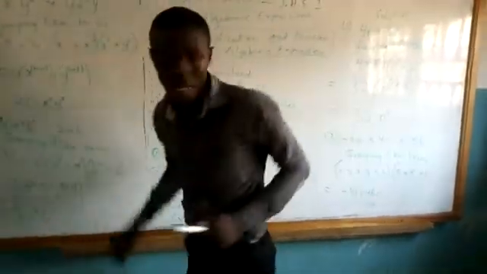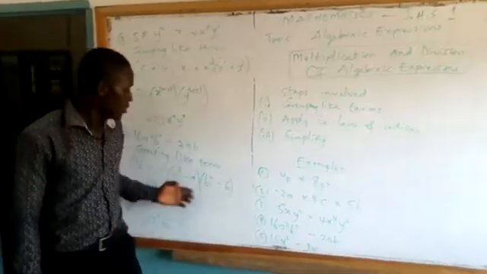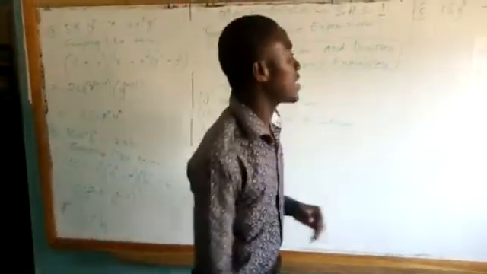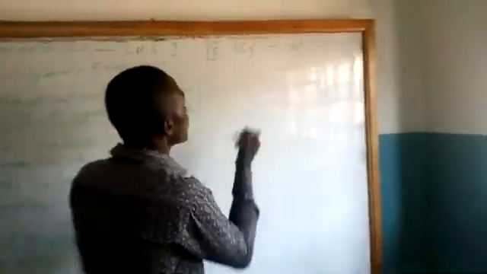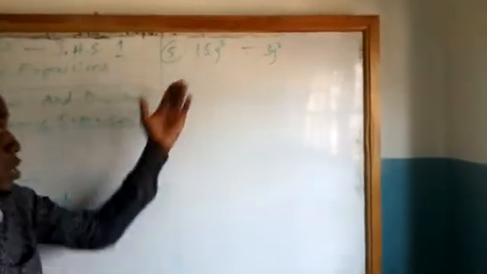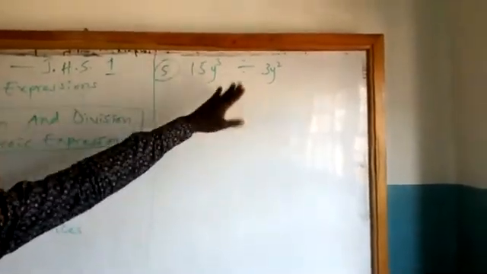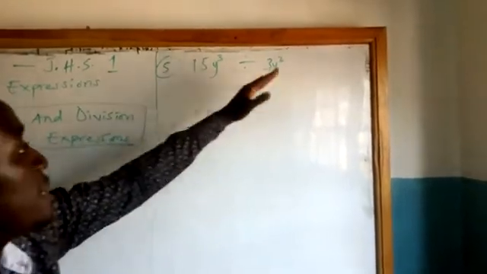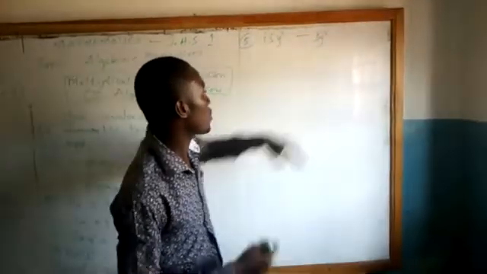So we want to take our last example. Then we bring our lesson to an end. Now we want to take our last example and call it a day. So looking at this, this one also has division. The operation here is division. So we are going to divide 15y power 3 by 3y power 2.